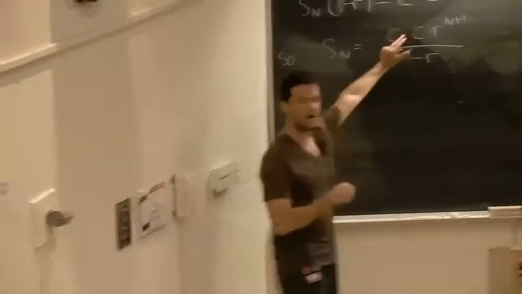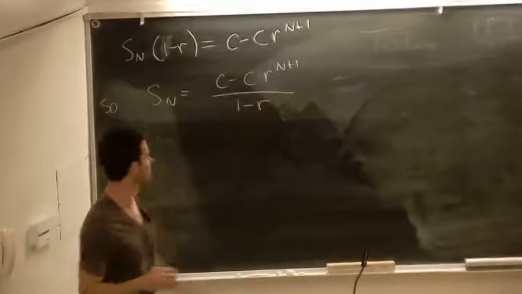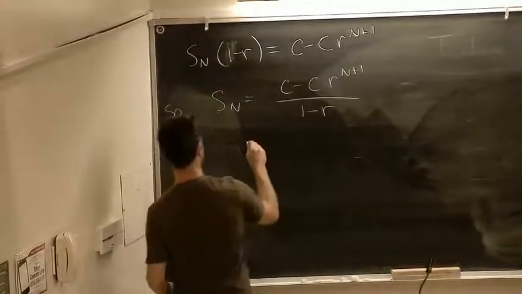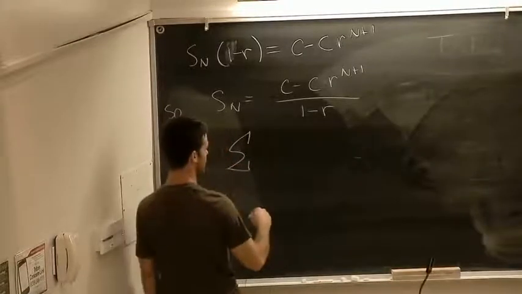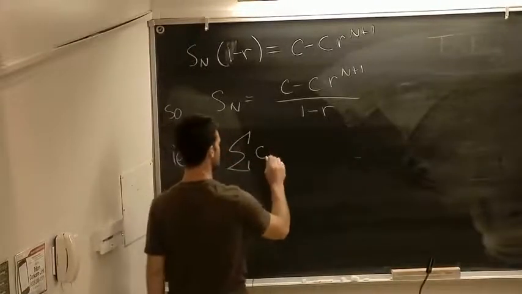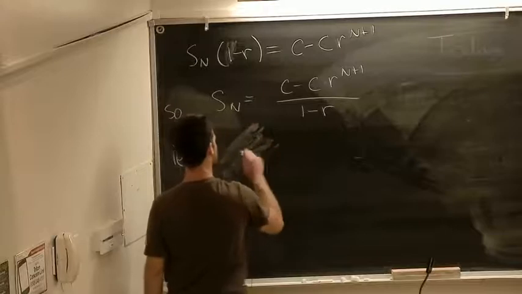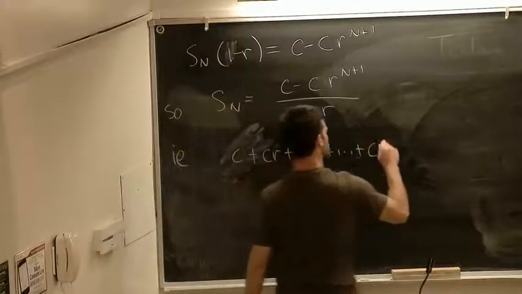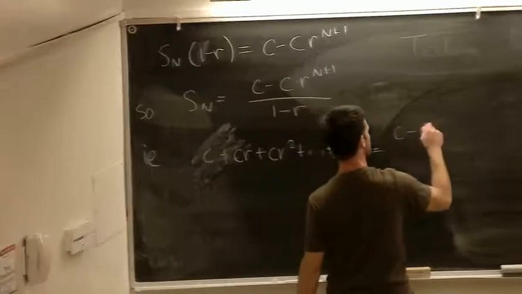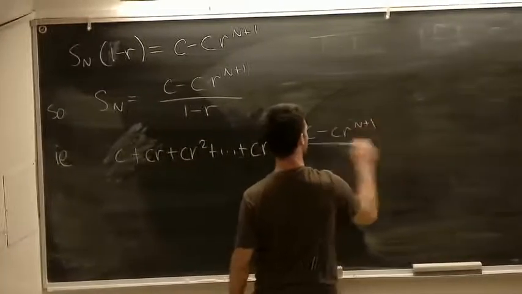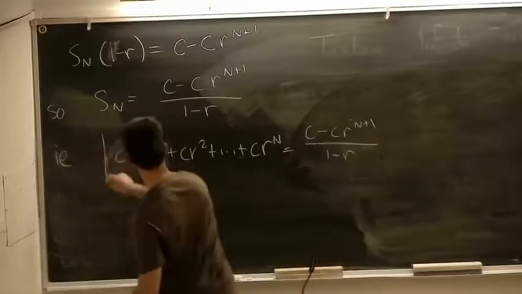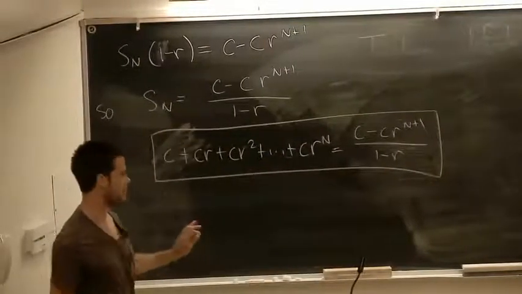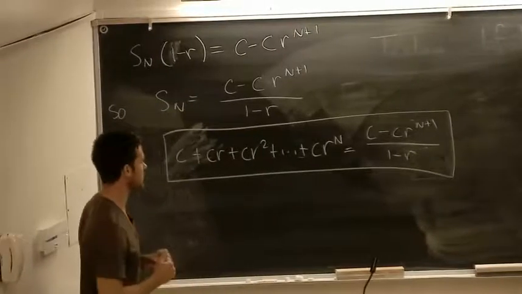All right, so we now have a formula for the partial sums. This is a useful formula unto itself. All right, so let me just write it one more time. C plus CR squared plus C times R to the n is equal to (C minus CR to the n plus 1) over (1 minus R). I'm going to give you a few formulas that I'm going to put in a box because they're all kind of important.